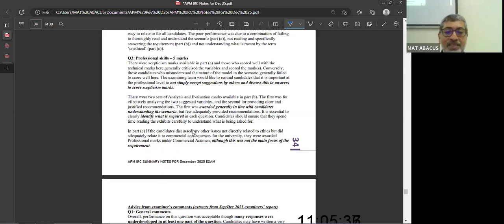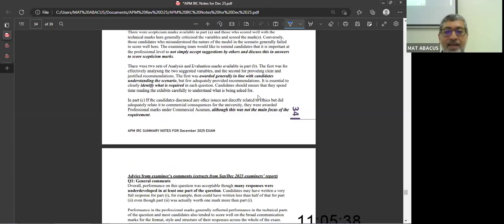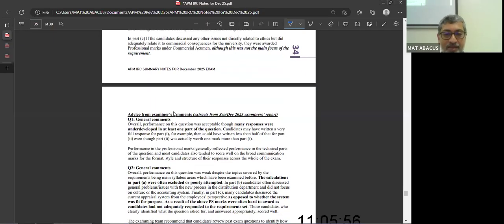In part C, if the candidates discussed any other issues not directly related to ethics, but did adequately relate to commercial consequences for universities, they were awarded professional marks on the commercial argument, although this was not the main focus of the requirement. So sometimes, yes, we might give you some marks, but it's going to be rare. Yeah, so don't count on it too much.